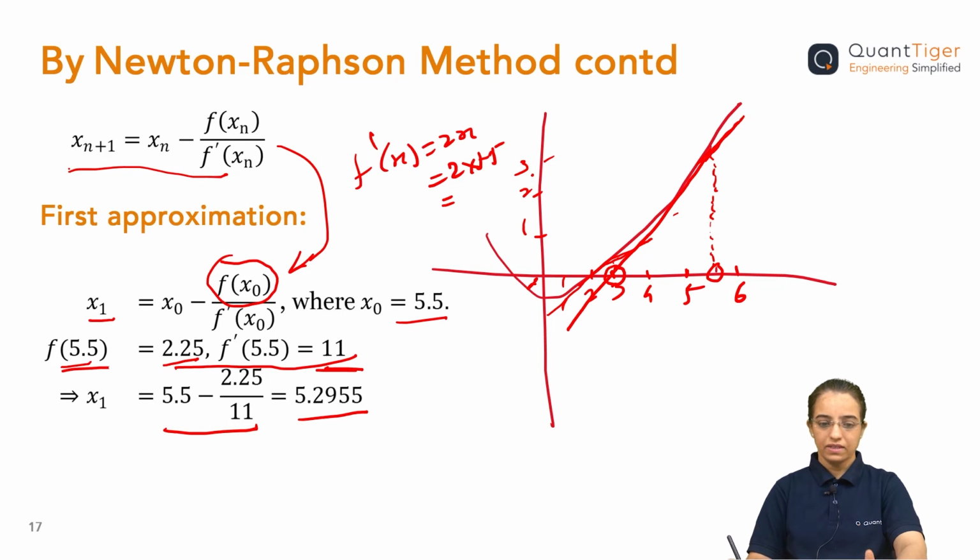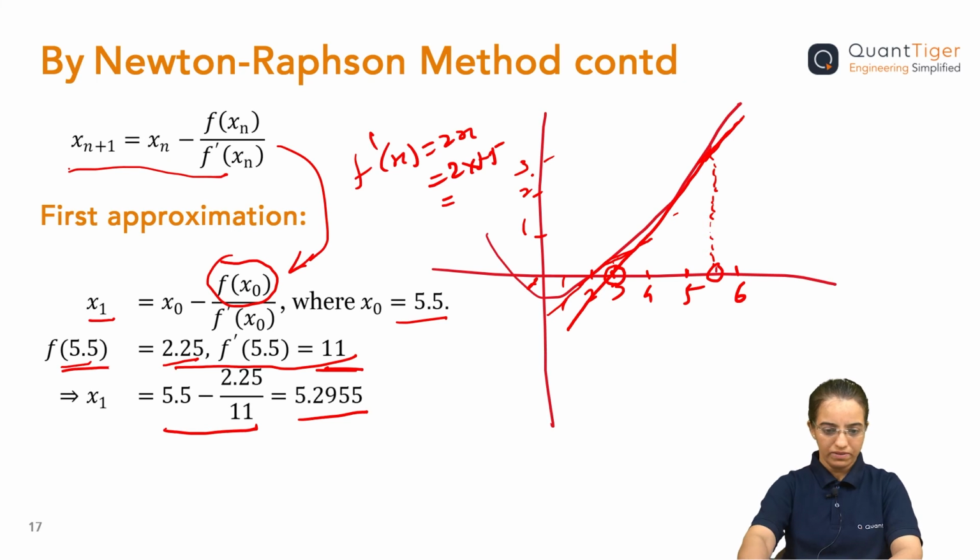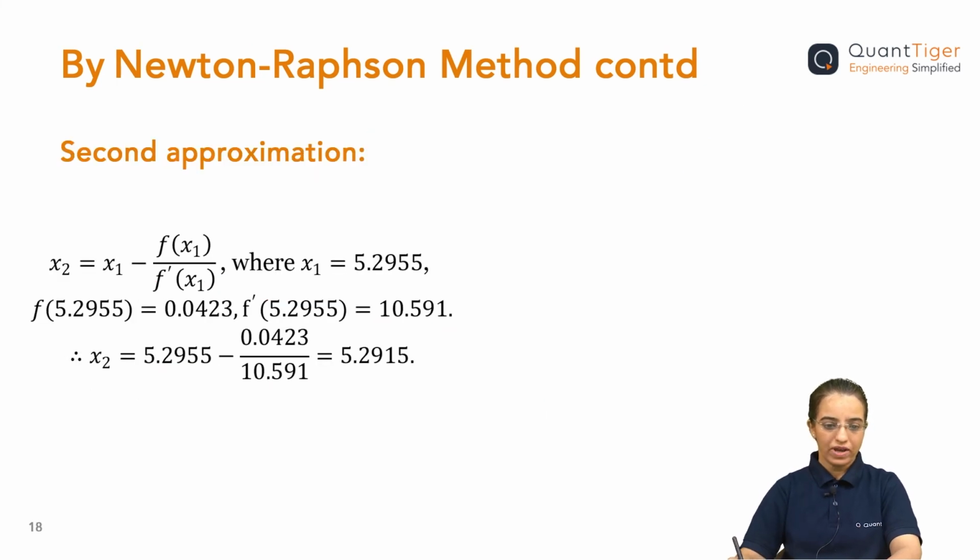This is the value of x1, which we will use for the second approximation. So you can see the root is going close to the accurate value. In the second approximation, I will use the value I found for x1. To find the value of x2, I use this x1 value from the previous step, the first approximation I would say. Now again I need f of x1 here.